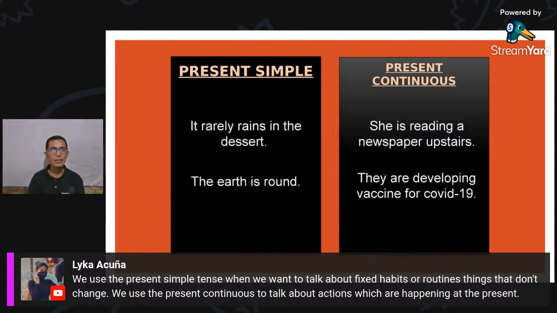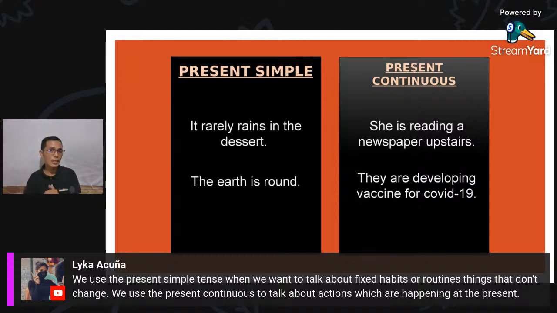Okay, so punta tayo sa ating present continuous. So, as I said kanina, we express general truths. Itong present continuous, we use it to describe actions that are happening at the moment. For example, she is reading a newspaper upstairs. Okay, she is reading a newspaper upstairs. So, kung sino man yung tinutukoy natin, pwedeng si Laika yan, pwedeng si Raven yan, pwedeng si Dayan Abigail, si Danica Antonio, pwedeng si Daniela Antonio.